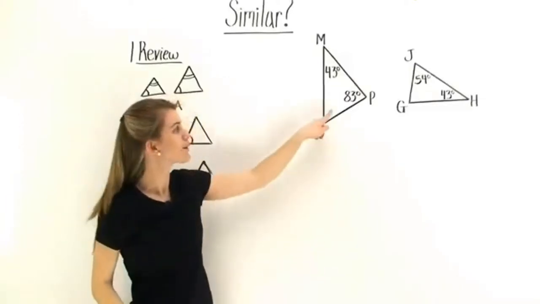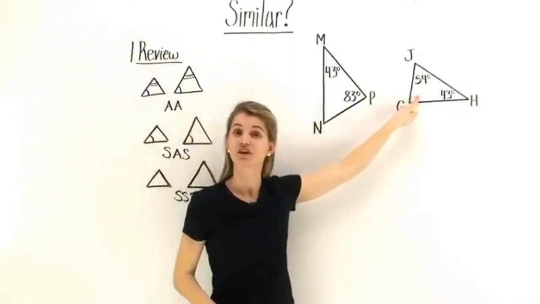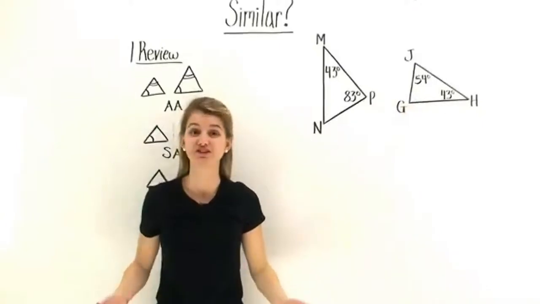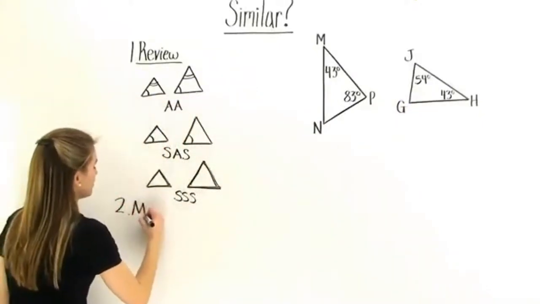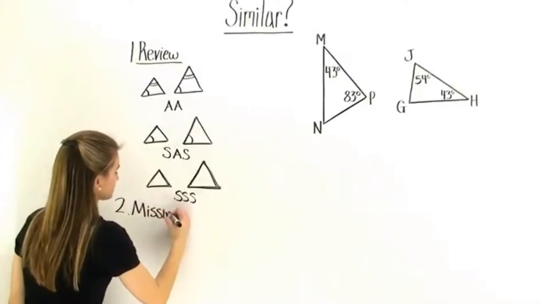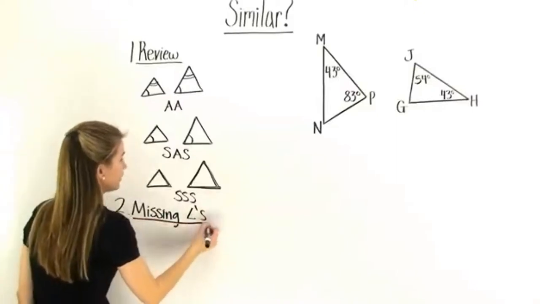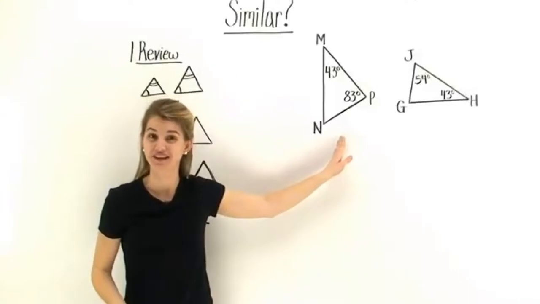We'll take a look. We're missing an angle measure in this triangle. We're also missing an angle measure in this triangle. So we need to find those missing angle measures, and then we can check again. So let's go ahead and find those missing angle measures. To do that, we can use the triangle sum theorem.